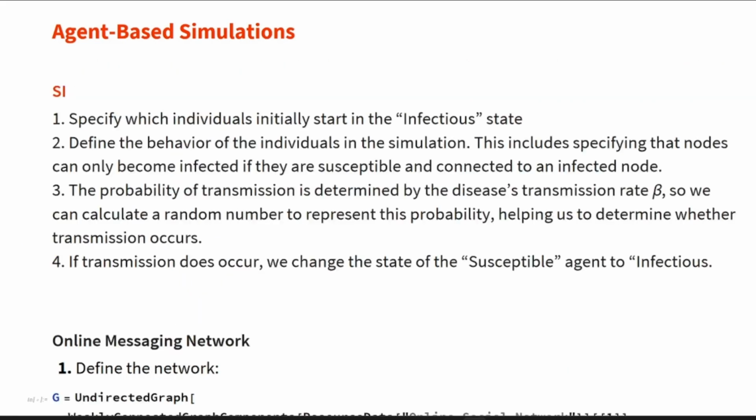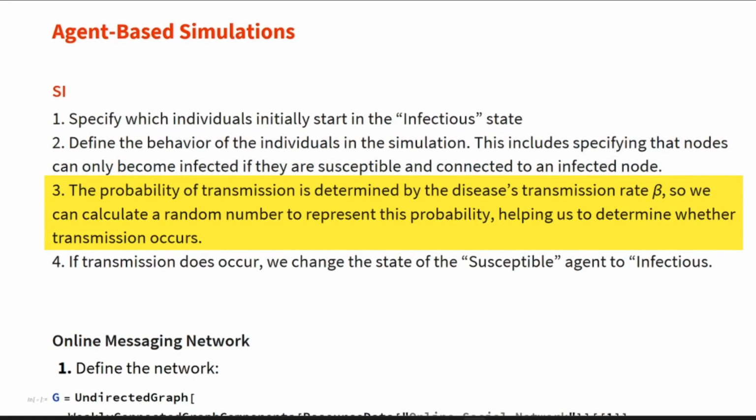Now let's take a look at how the simulation for the SI model works within the agent-based framework. As previously mentioned, each vertex represents an individual agent, and each agent can have only one state at a time. Therefore, we need to specify which vertices initially start in the infectious state. Next, we define the behavior of the agent in the simulation. This includes specifying that nodes can only be infected if they are susceptible and connected to an infected node.